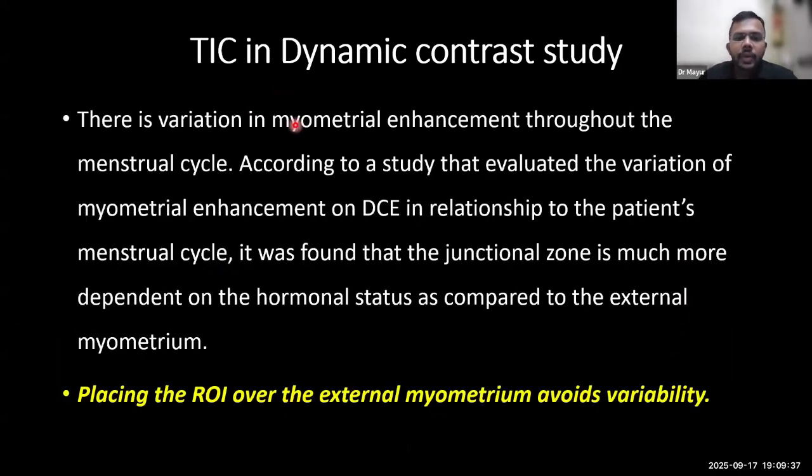There are variations in myometrial enhancement throughout the menstrual cycle, and this variation has been found to be maximum in the junctional zone as per the studies. Hence, this junctional zone and inner myometrium is usually avoided, and we place the ROI over the external myometrium to avoid the variability.